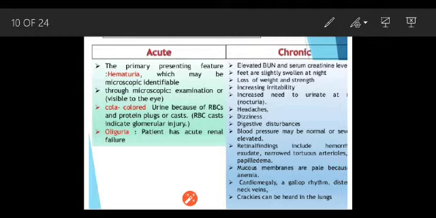Next is oliguria. So here what happens: the glomerular filtration rate is decreasing, and in turn the urine output will be decreased. So we see a clinical manifestation as oliguria.